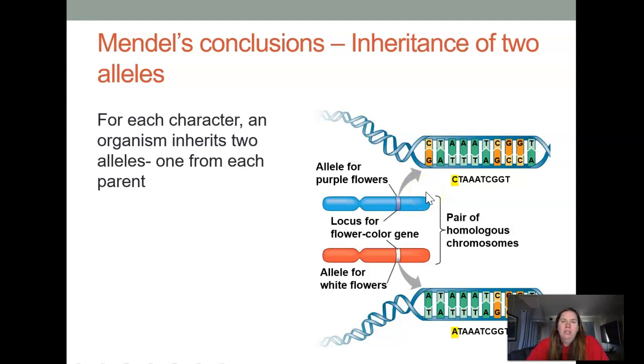Another one of Mendel's conclusions was that any organism that reproduces sexually has to have the inheritance of two different alleles. So for every character, there have to be two alleles, one from each parent. And of course, we see that here, right? Here's our first allele from dad for the purple flower. Here's our other allele for white flower color from mom.